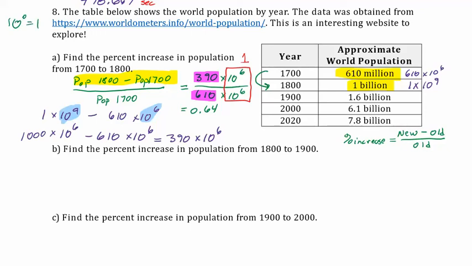So 0.64, I'm writing this as a percent. Percent increase, 0.64 is 64%. So we have a 64% increase in the population from 1700 to 1800. All right, why don't you try part B? Pause the video, try part B, and restart it when you are done.